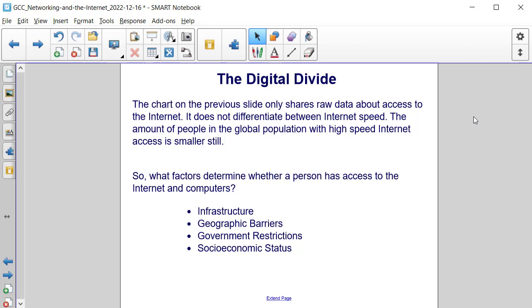So what factors determine whether a person has access to the internet and computers? The answers are infrastructure, geographic barriers, government restrictions, and socioeconomic status. Let's discuss each one.